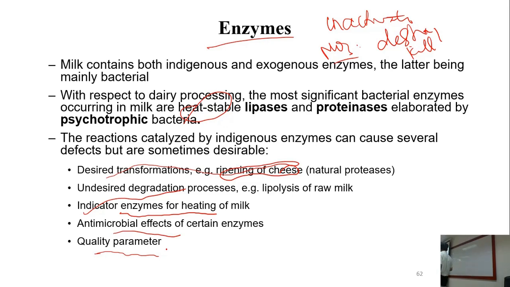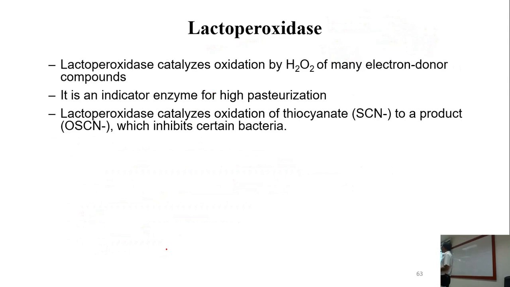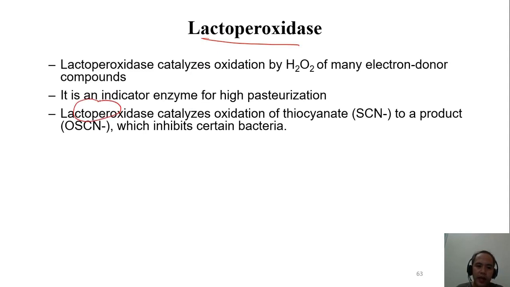Good. Now, we just discussed several enzymes. Lactoperoxidase. So we are talking about lactoperoxidase. This is, of course, an enzyme, a protein, and it is in the whey protein that we discussed a while ago. Lactoperoxidase has antimicrobial properties because this enzyme can oxidize thiocyanate into OSCN, and this then inhibits a certain number of bacteria.